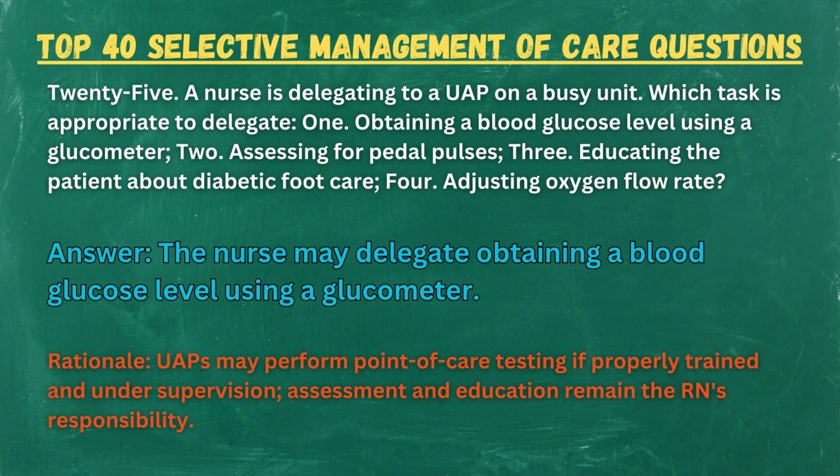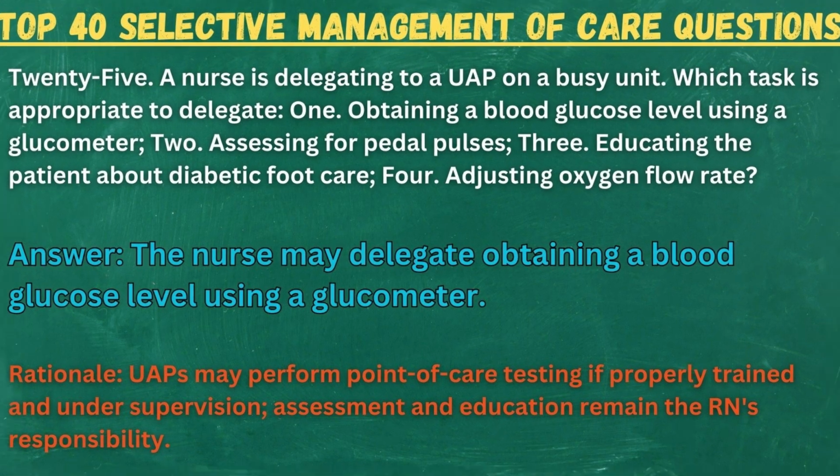Adjusting oxygen flow rate? Answer: The nurse may delegate obtaining a blood glucose level using a glucometer. Rationale: UAPs may perform point-of-care testing if properly trained and under supervision. Assessment and education remain the RN's responsibility.